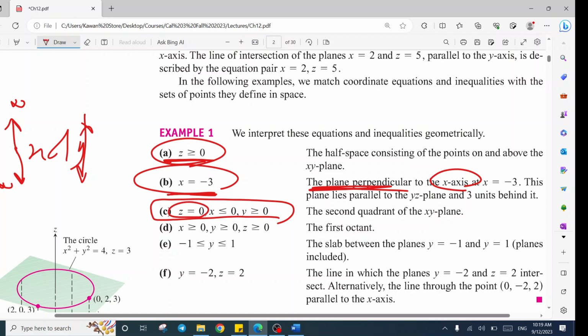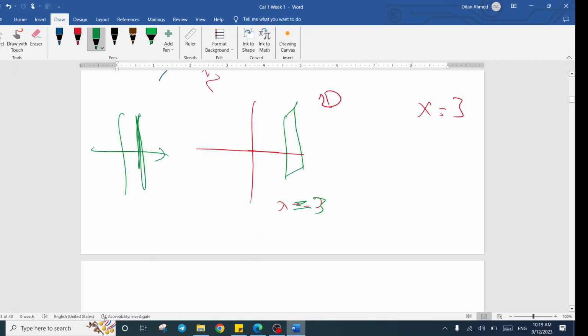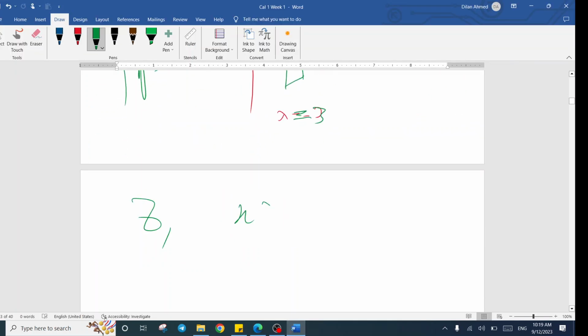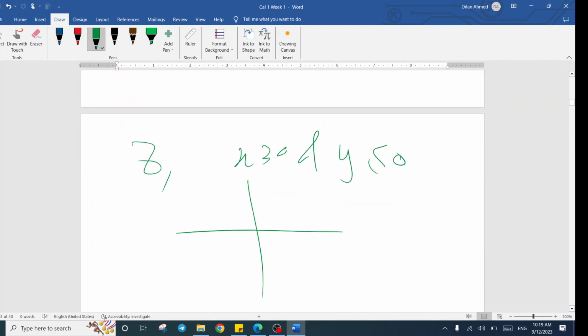And when we say x equal to 0, it means that we change from three dimensions to what? To two dimensions. When I say x is equal to 0, it means that I have just two dimensions, z and y. Understood? Clear. And when z is equal to 0, and x greater than or equal to 0 and y less than or equal to 0, I am in what? I am in x positive and y negative, so I'm in the fourth quadrant. Am I right? In the fourth quadrant.